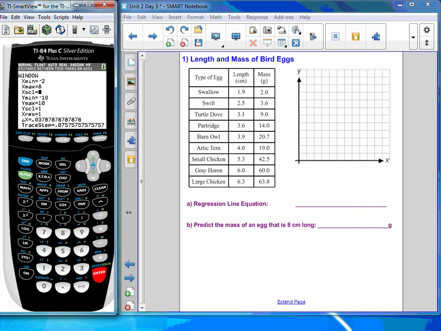What about my max values, my y values? Well, I need to be less than 2 and greater than 63.8. So I'm going to go negative 10 to 80. Again, I'm just choosing these values based on my data so that I can get a good picture.